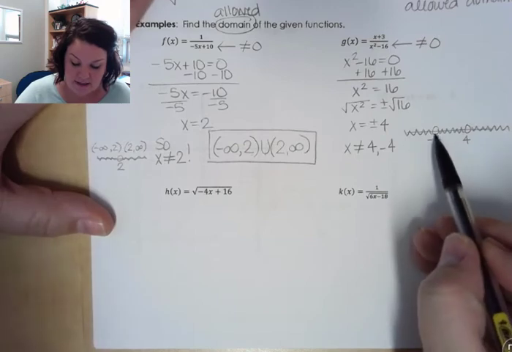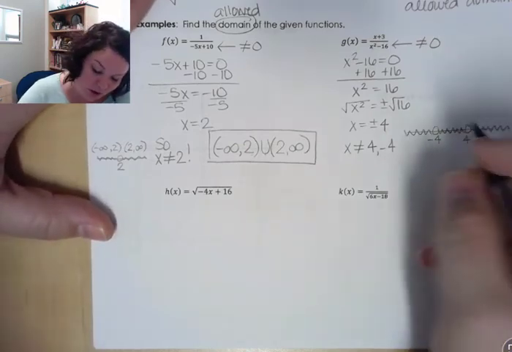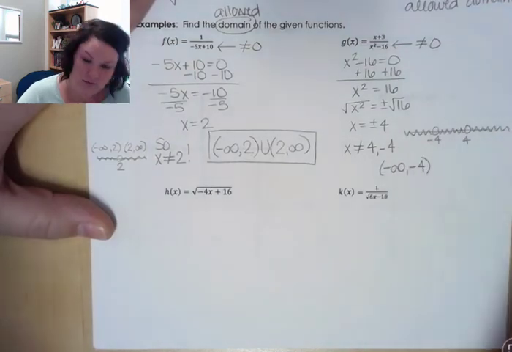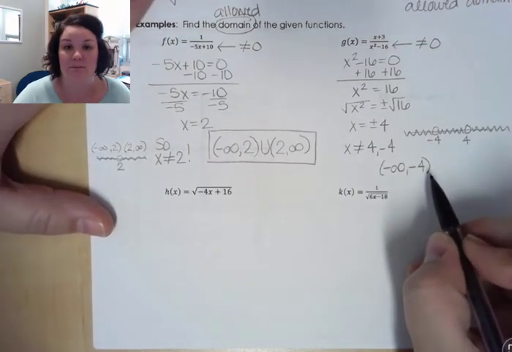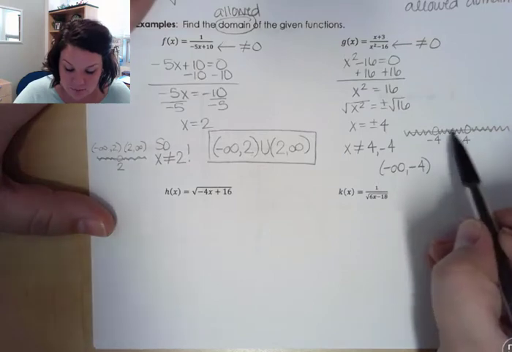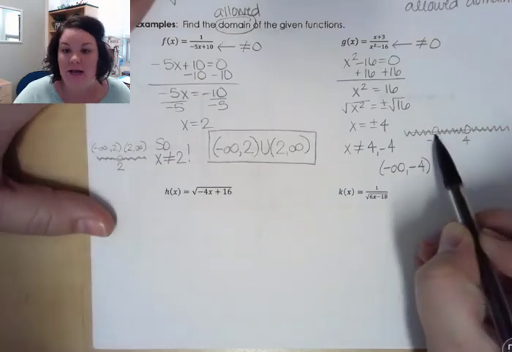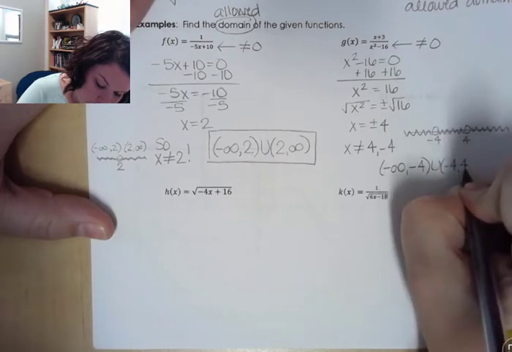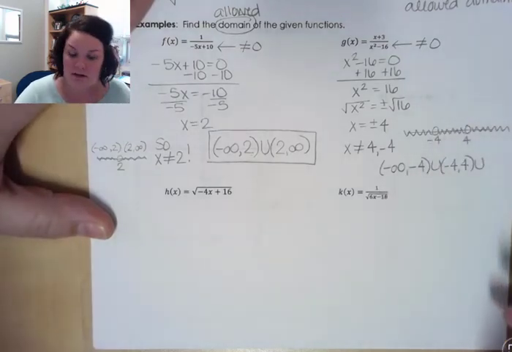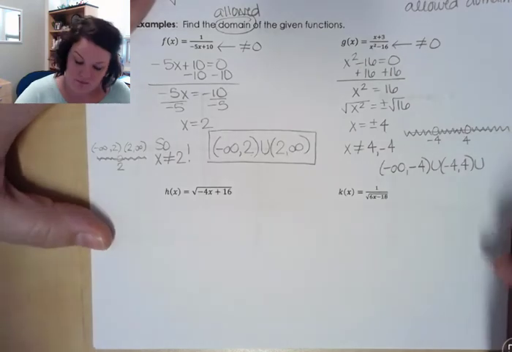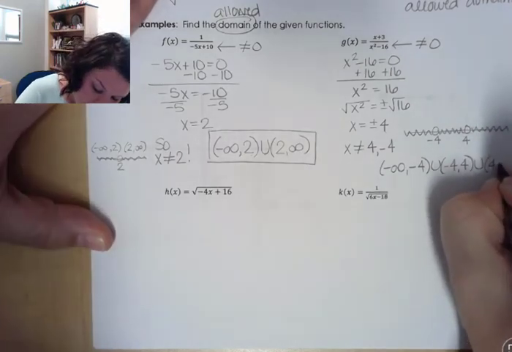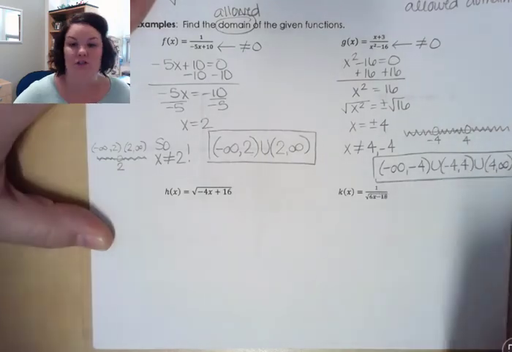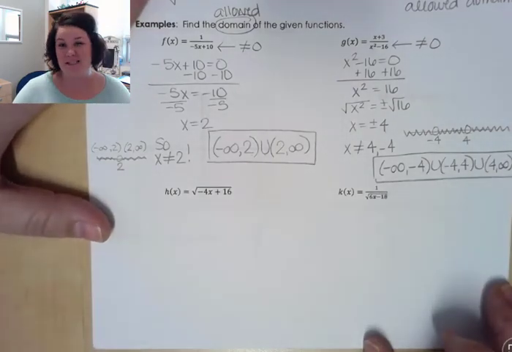So anything that's smaller than negative 4 would fall into the interval negative infinity to negative 4, right? Not including, so we're using a parenthesis. Then it could also be anything between negative 4 and 4. So negative 4 to 4. Or it could be anything bigger than 4, right? So 4 to infinity. So this is the domain of that function. Kind of makes sense.